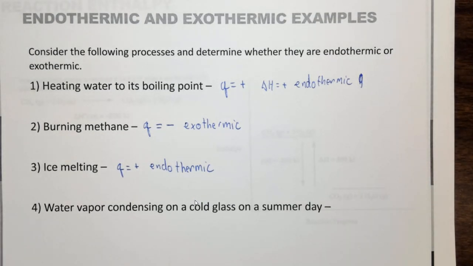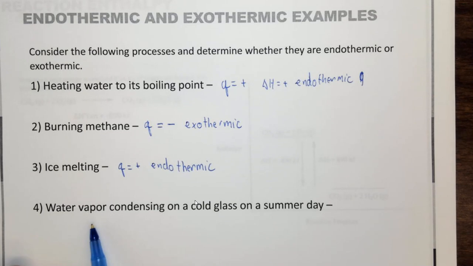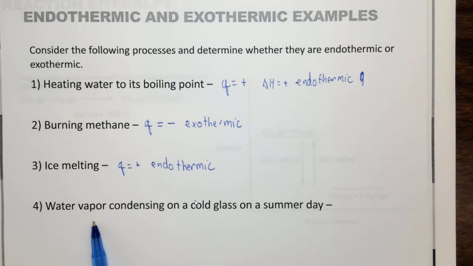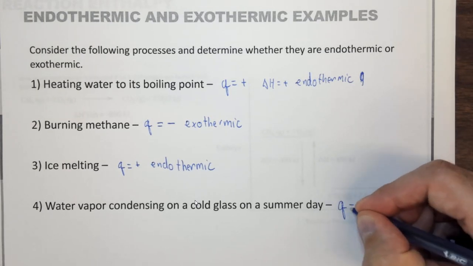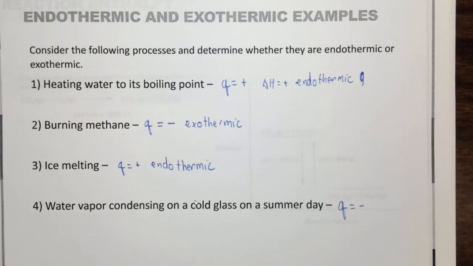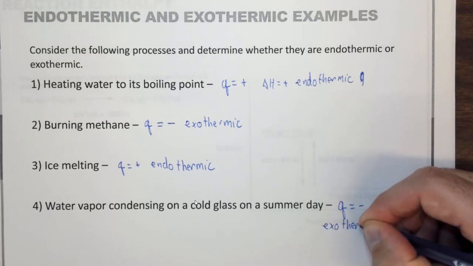Finally, let's look at water vapor condensing on a cold glass on a summer day. So we have water in the air, which is water gas, forming water liquid. Well, if you want gaseous water to form liquid water, you have to take heat away. And if you take heat away, Q and delta H are negative. This is an exothermic process.